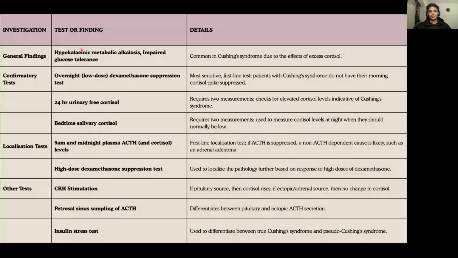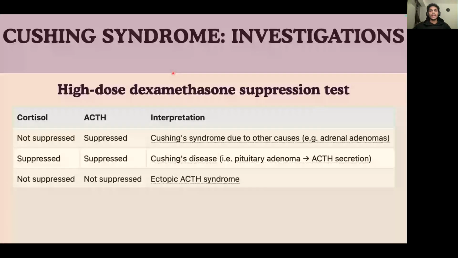So once you do the high dose dexamethasone suppression test, you can see three results here. You'll have cortisol suppressed or not suppressed, ACTH suppressed or not suppressed, and you'll have a combination. So if cortisol is not suppressed and ACTH is suppressed, you'll be expecting something like an adrenal adenoma. You were able to suppress the ACTH, and a lower ACTH in your axis means there's no ACTH acting on your adrenal to produce the cortisol.